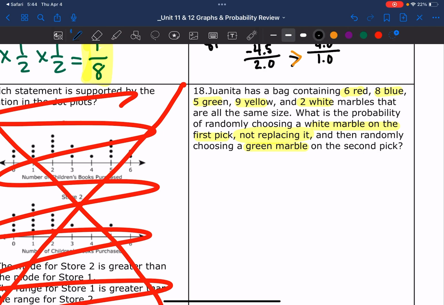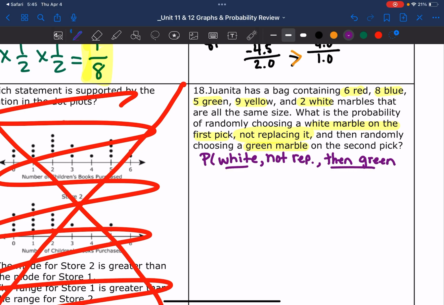All right, let's write our probability statement. Probability of white, not replaced, then green. The big thing that you need to understand with not replaced is those denominators are going to change. Let's go ahead and add up our numbers.